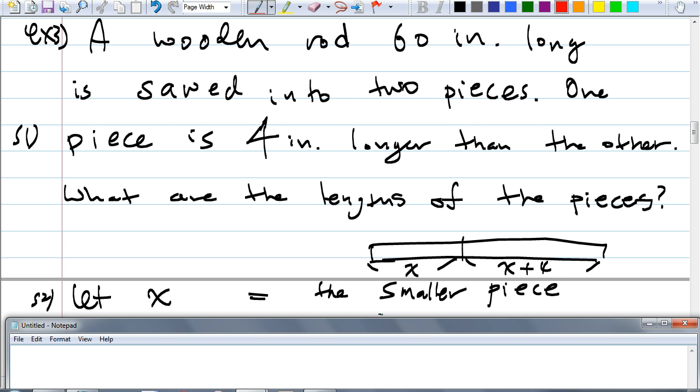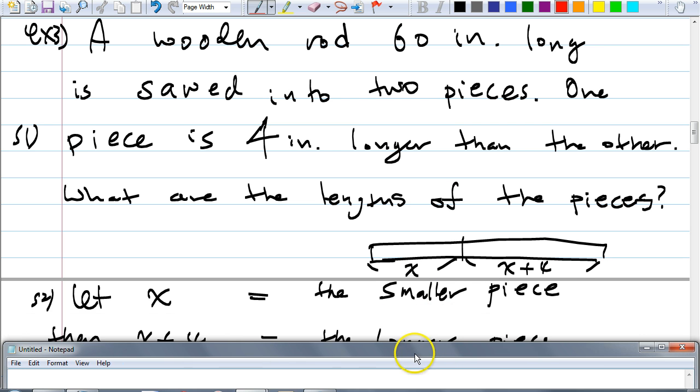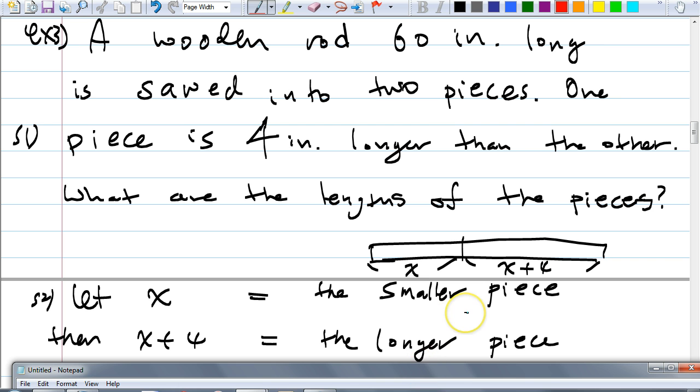How do we then declare the other variable? Samira, what do you think? X is the shorter piece. What about the longer piece? Exactly, x plus 4, because they say it's 4 inches longer than the other. So there you go.